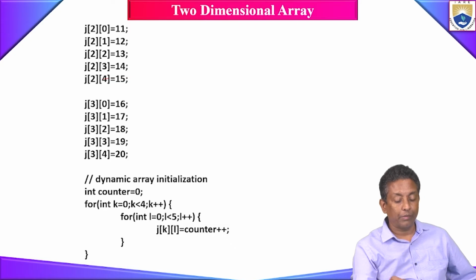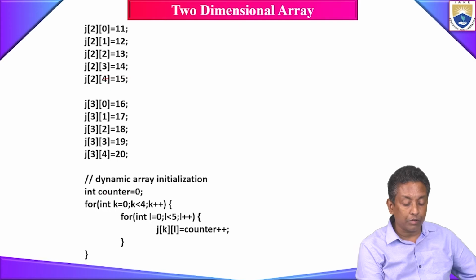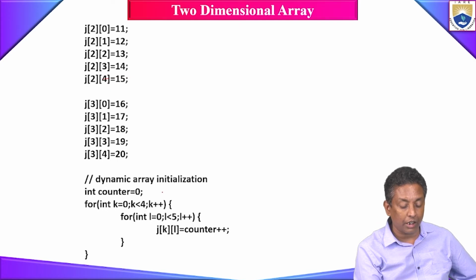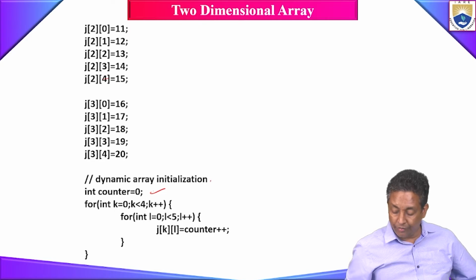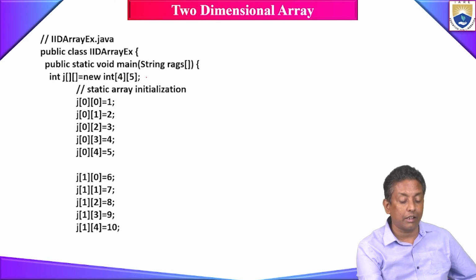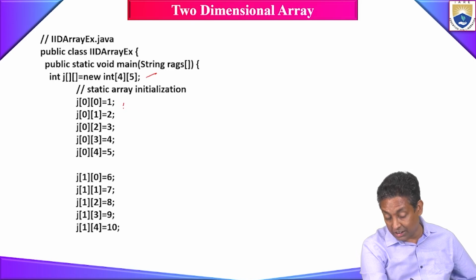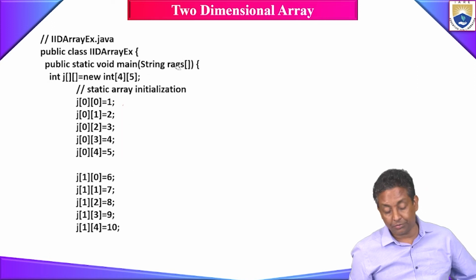So anyway, fine. First of all, we'll see how to access this array. So how to iterate this array? What you do is, first of all, you write int counter is equal to 0. Why we declare the counter variable, we'll see later. This is dynamic array initialization. One way of array initialization is to declare the array like this and initialize the array elements by accessing each and every index.